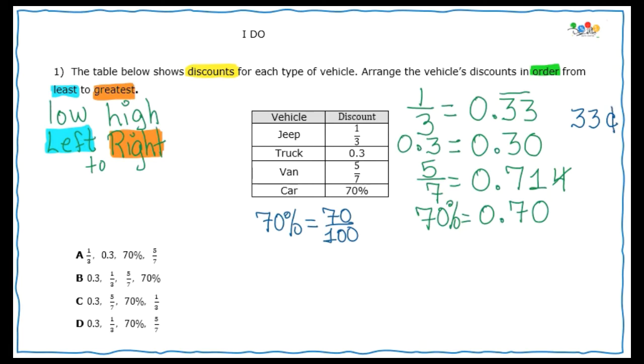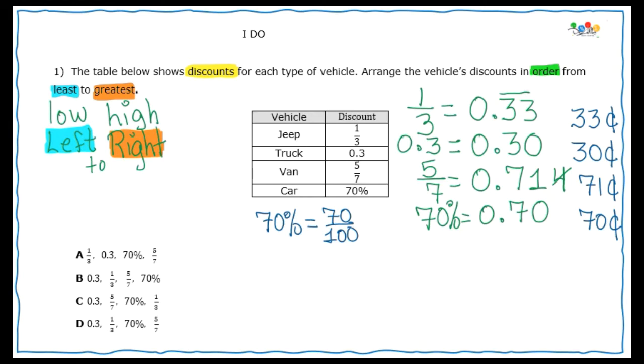33 cents, right? The next one will be what? 30 cents. The next one will be 71 cents. And the last one will be 70 cents. Awesome. So you have a choice. You can either think about money. We can also put them in a number line. And that's one of the things that we're going to be doing in just a minute.